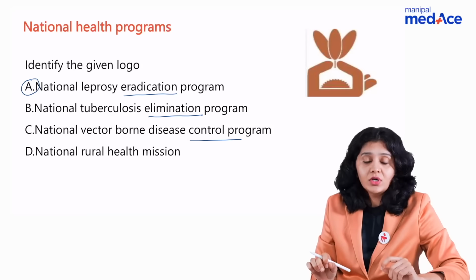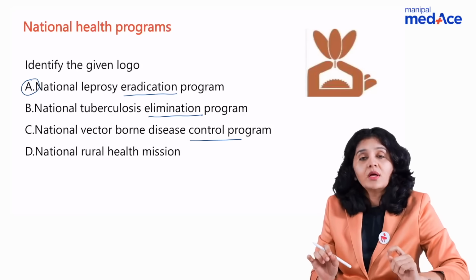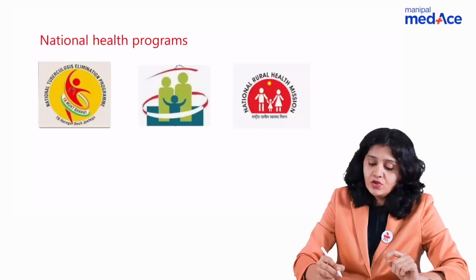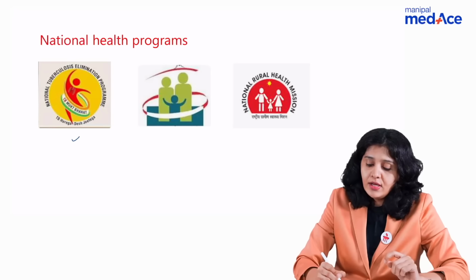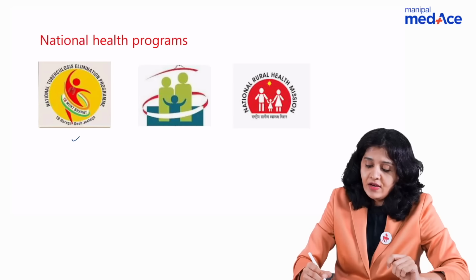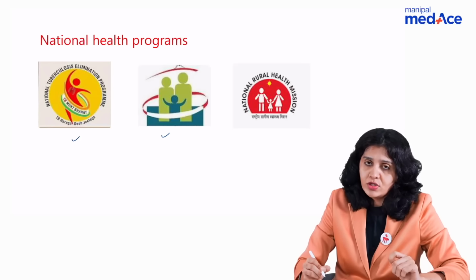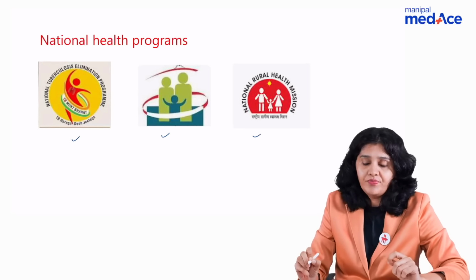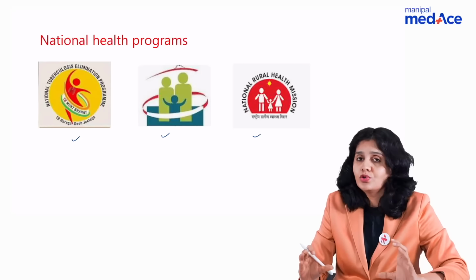So let us have a look at the logos of tuberculosis program, National Vector-Borne Disease Control Program, and NRHM. So this is the logo for National Tuberculosis Elimination Program, and this is for NVBDCP, right? National Vector-Borne Disease Control Program, and this is National Rural Health Mission. Okay, so these are the images or logos you should remember.